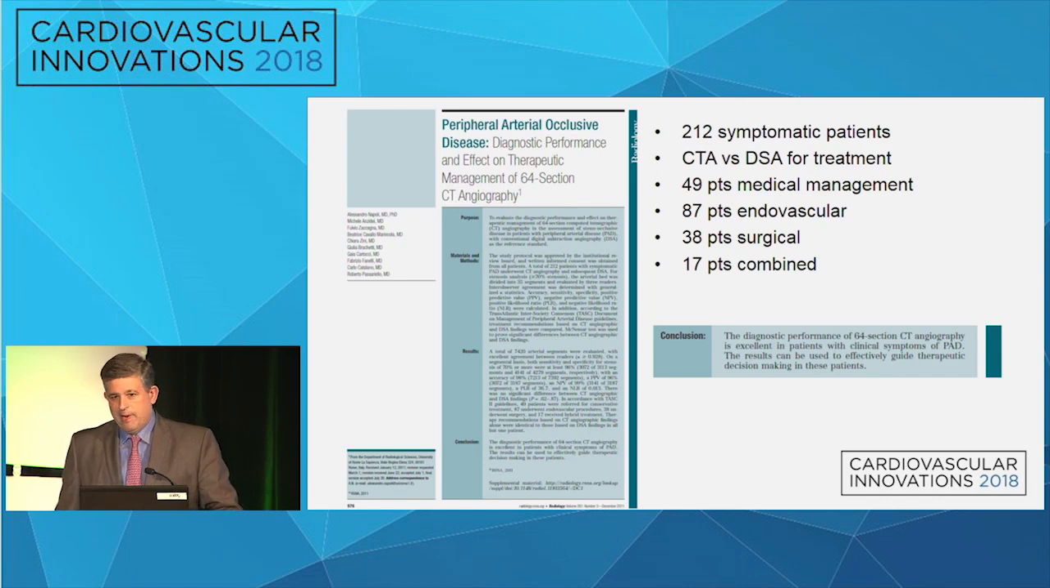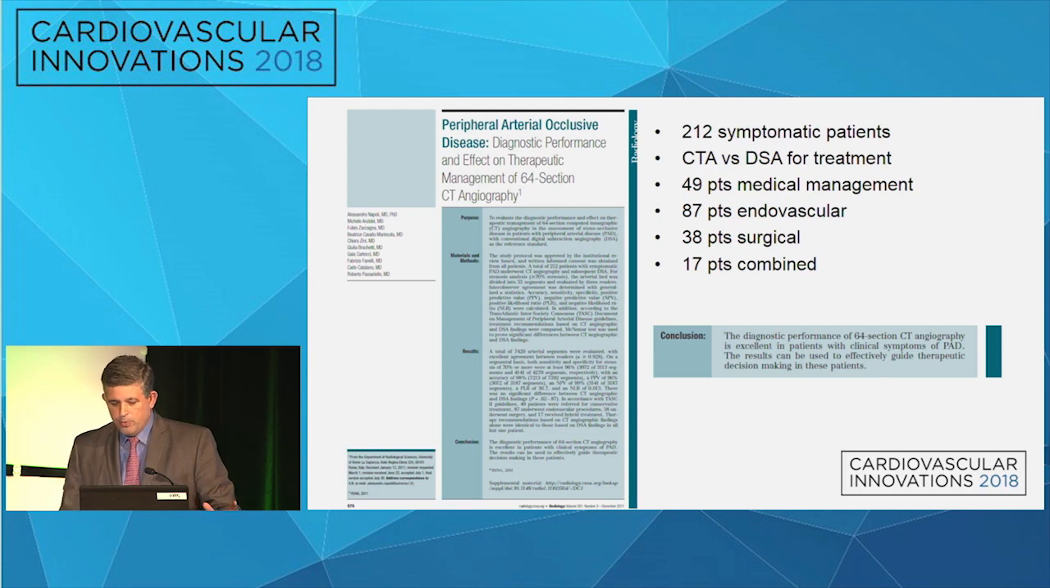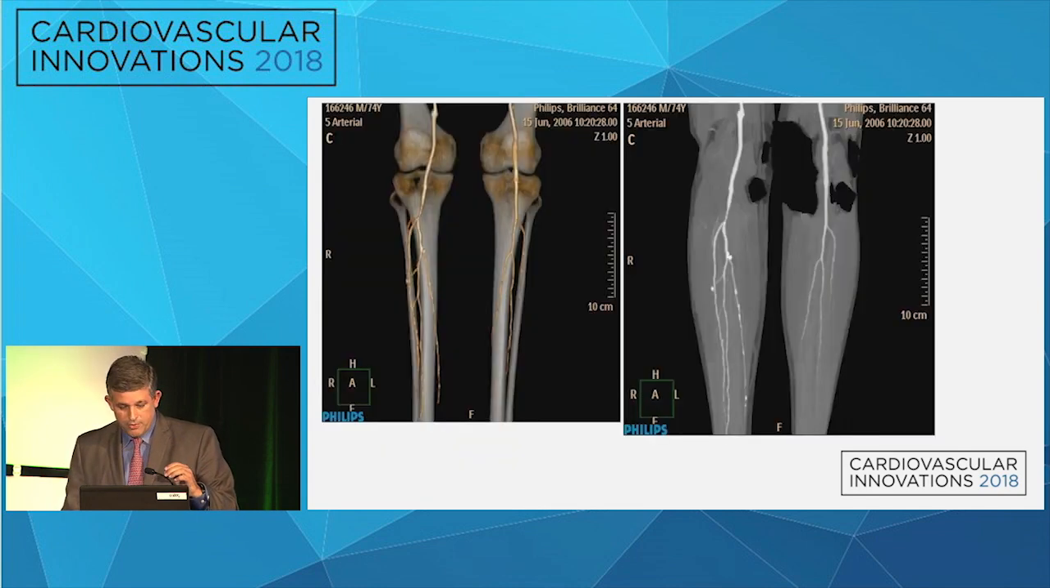There's a study that looked at patients with CTA. Most of these studies, however, are done on claudicants, so it's kind of a skewed population. But it looked at 212 symptomatic patients. It allowed a differential, able to distinguish which patients should go to endovascular therapy, which patients needed surgical therapy, and which patients needed a hybrid approach.